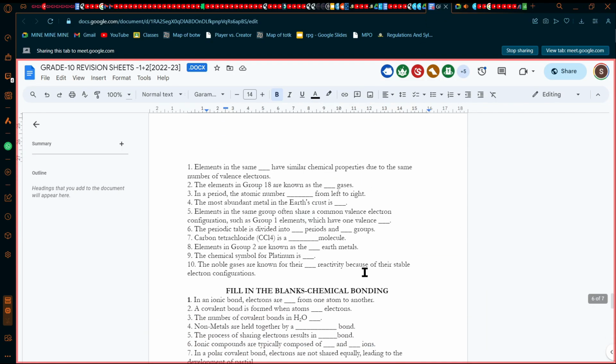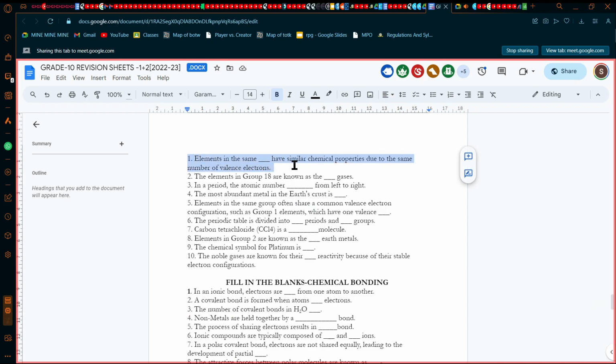Fill in the blanks. This one I can do. Electrons in the same dash have similar properties to the same group. Noble gases. Increases.